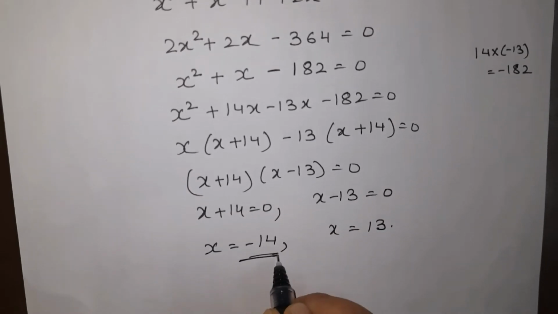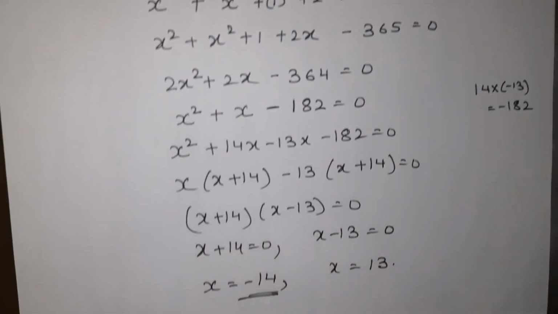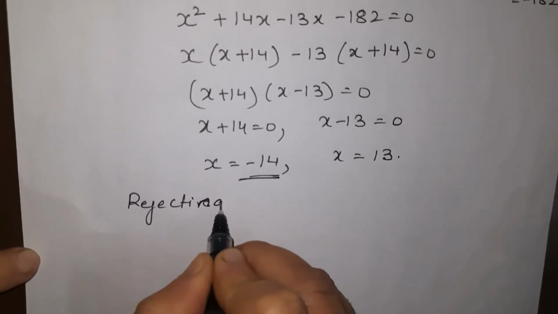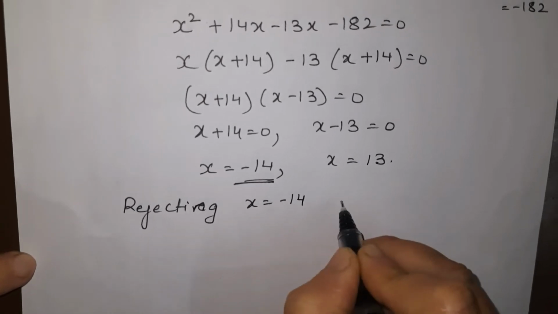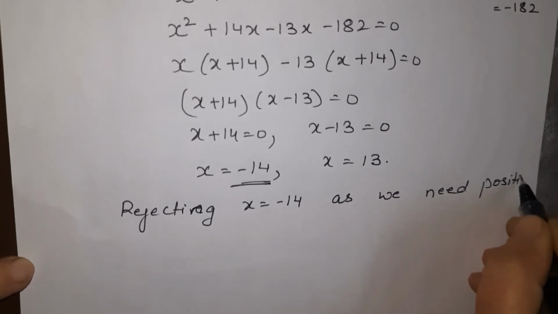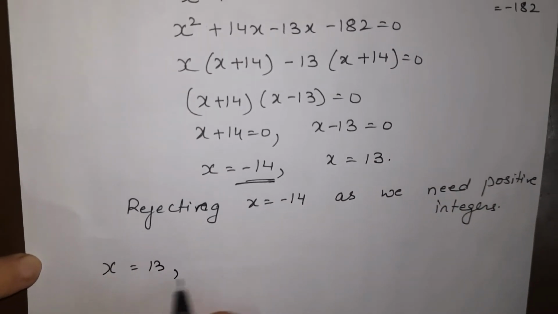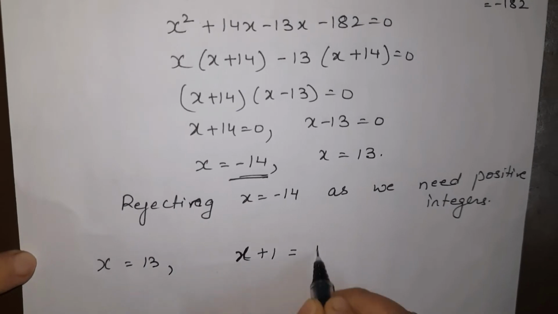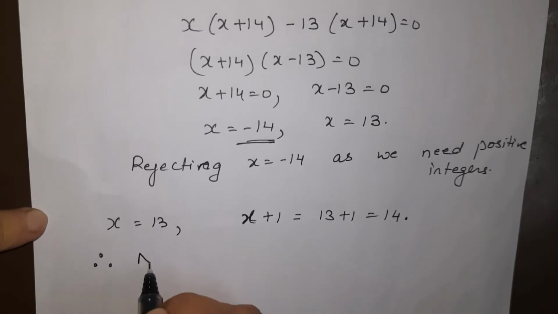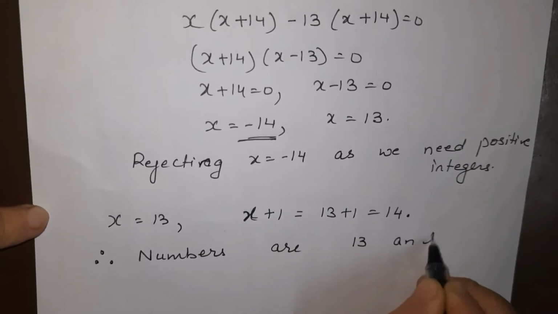Now we have to reject this value as they need consecutive positive integers, and this is negative. So rejecting x is equal to minus 14 as we need positive integers. So we have x is equal to 13 and x plus 1, the next number, that will be 13 plus 1. It will be equal to 14. Therefore, the numbers are 13 and 14.